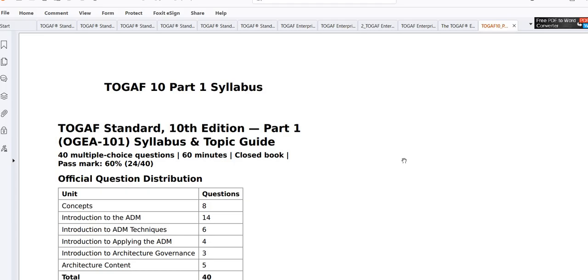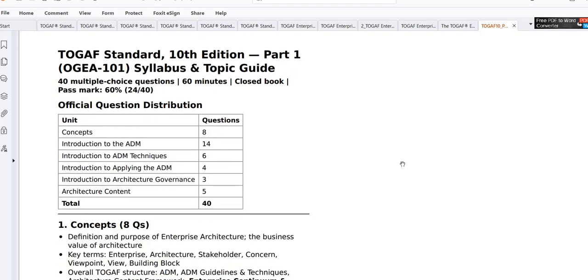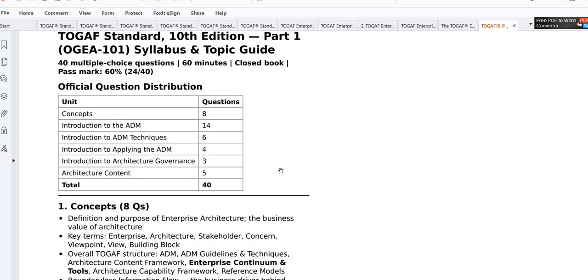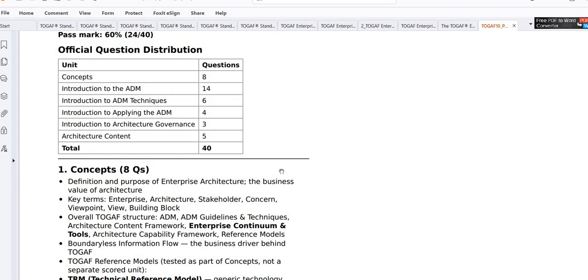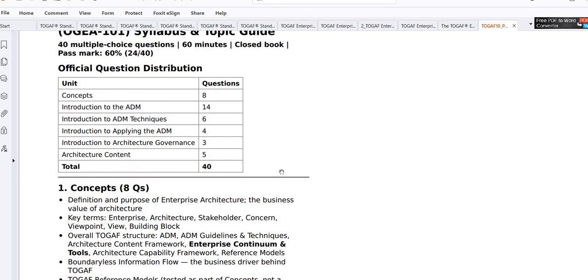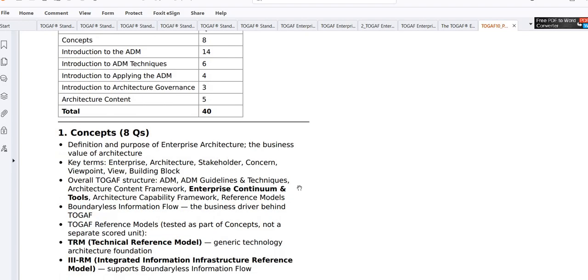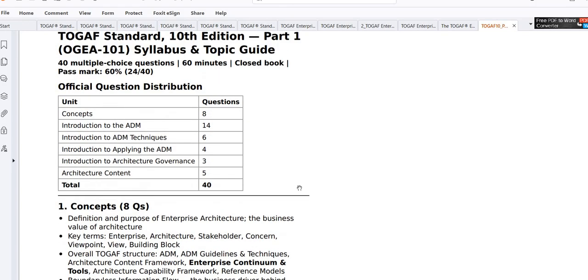Today I am going to cover the whole syllabus of Part 1. What are the main area concepts that will come officially, which is TOGAF 10th Edition. I will discuss a few concepts, and if you see here, the core concepts, the introduction of the ADM and the ADM techniques, applying the ADM, architecture governance, the architecture content framework. So this is the overall topics and syllabus guide for the TOGAF 10.